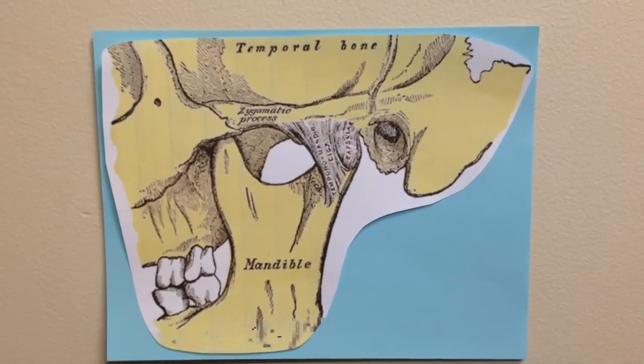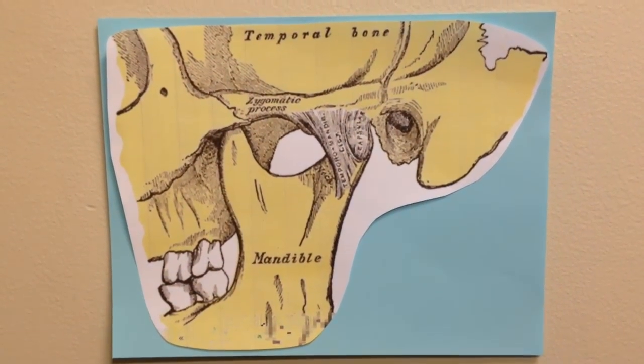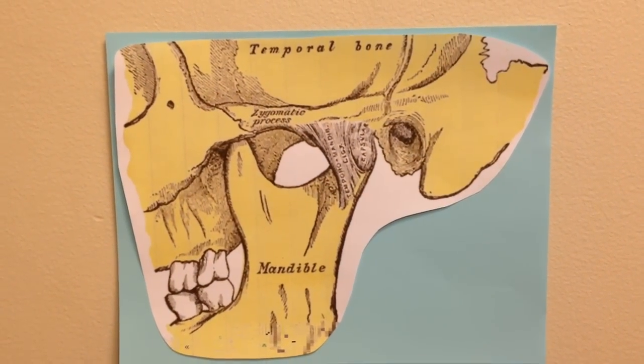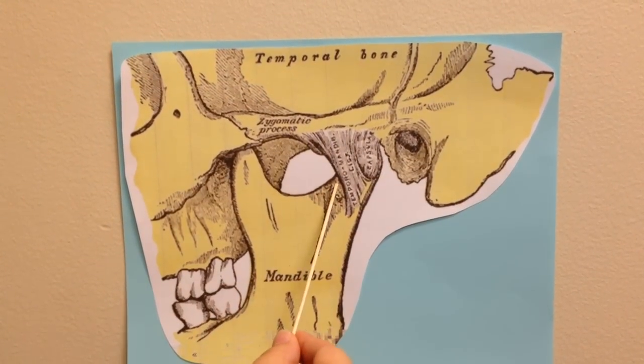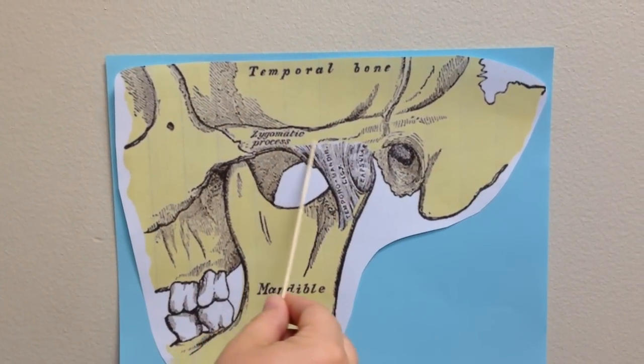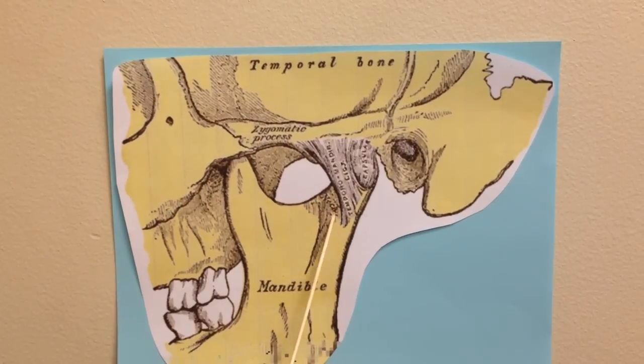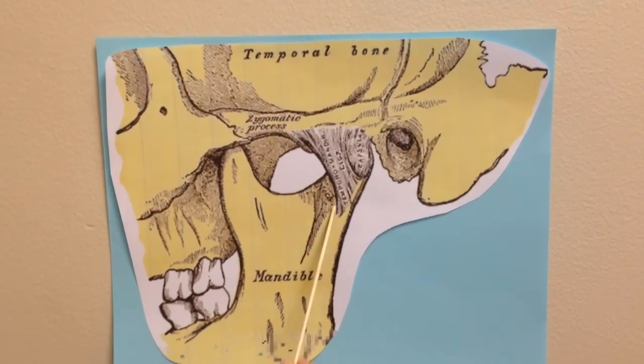The joint has 3 ligaments holding it together. Laterally, the temporomandibular ligament extends from the zygomatic process of the temporal bone to the lateral surface of the mandibular condyle.